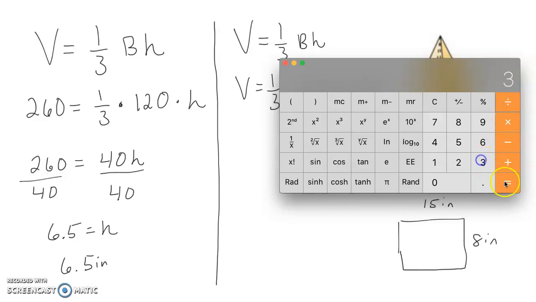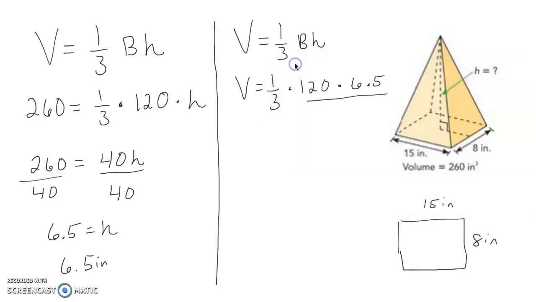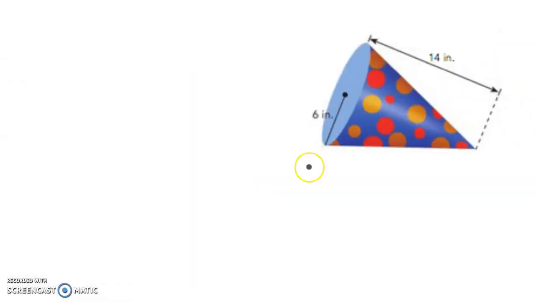Now I'm dividing that by 3, and I get 260. So I find the volume is equal to 260 inches cubed, and we knew that, so that matches. So we know the number that we came up with is 6.5 inches for the height. When I plug that into the formula, it works. All right, moving on. This one is a cone.